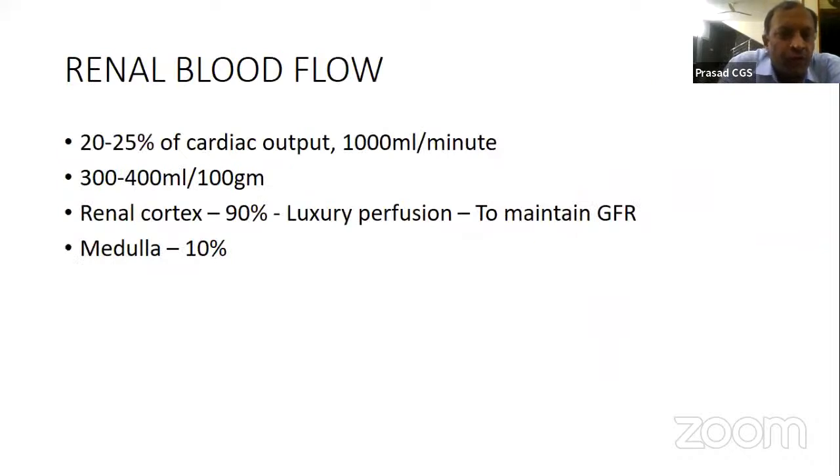Now, before going to physiology, an introduction to renal blood flow. The kidneys receive blood from the renal arteries, around 20 to 25% of the cardiac output. It is approximately 1000 ml per minute, or around 300 to 400 ml per 100 grams, out of which the renal cortex receives 90%. This is called luxury perfusion. This is mainly to maintain the GFR. The remaining 10% is for the medulla.